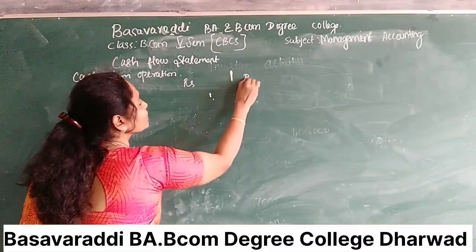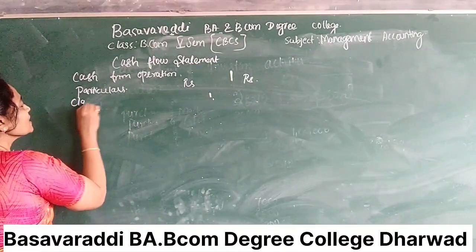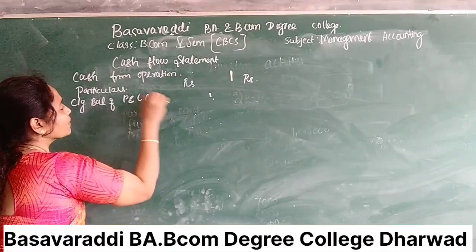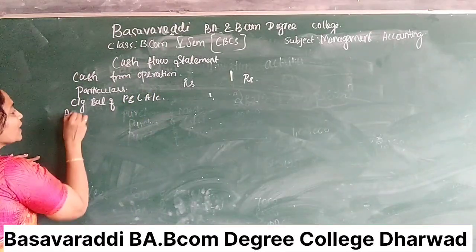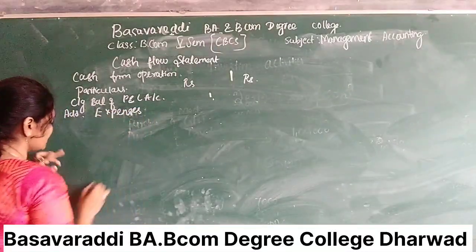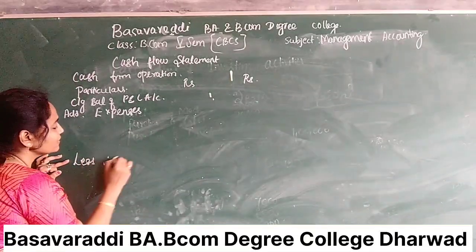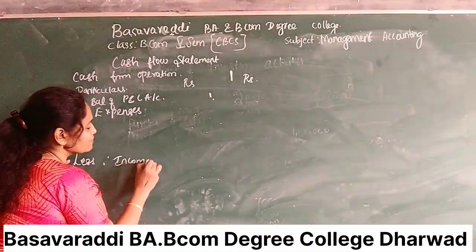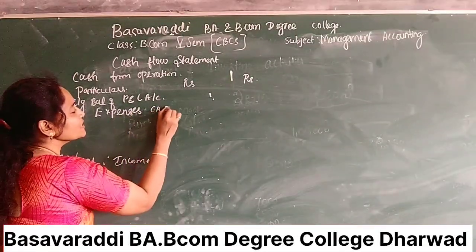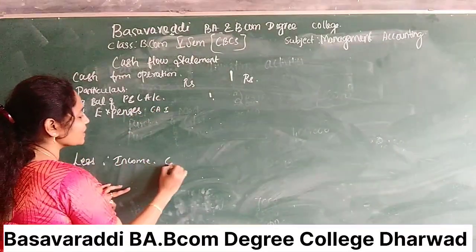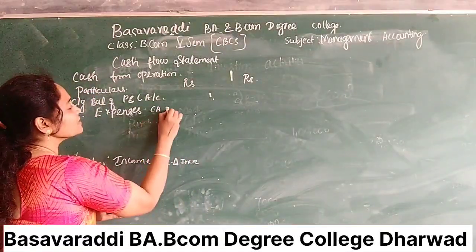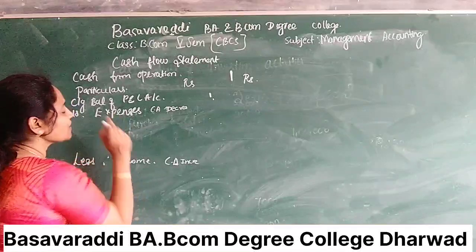Rupees, outer column, rupees. First, the closing balance of the profit and loss account. You have to enter it, add all the expenses, and less all the incomes. That is the rule: when a current asset is increased, it is considered as income. When a current asset is decreased, it is considered as an expense.